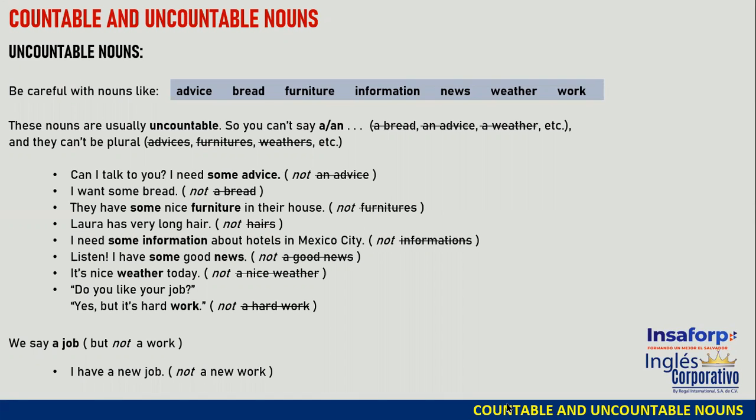Now, as you can see, we have uncountable nouns. So, how do they work? Bueno, estos incontables, como ya sabemos, no los podemos pluralizar, pero hay que tener cuidado con los que vemos ahí en pantalla. Be careful with nouns like advice, bread, furniture, information, news, weather, and work. These nouns are usually uncountable, so you can't say a or an. Yo no puedo decir a bread, an advice, a weather, etc. And they can't be plural. No podemos decir advices, furnitures, weathers, etc.